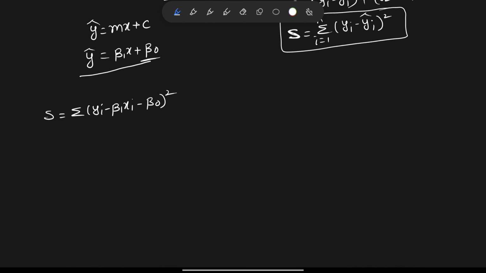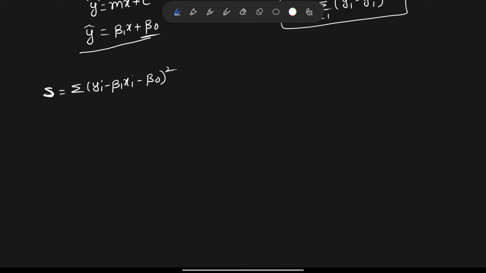Okay, so here our aim is to find the minimum of this S. In mathematics, if you want to find the minimum of any function, then you need to derive that function with respect to the unknowns, and you need to equate that to 0. For example, if you want to find the minimum of S, then you need to derive S with respect to the unknowns. Here the unknowns will be beta 1 and beta naught.